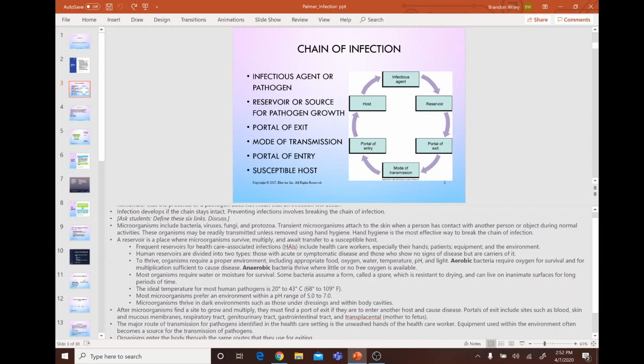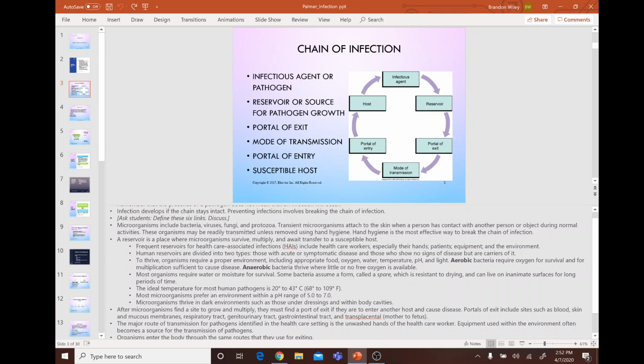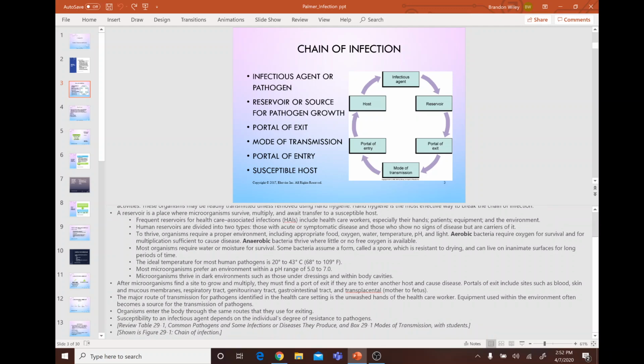What do aerobic bacteria require to survive? They need oxygen, and anaerobic, they don't need oxygen. What is the ideal temperature range for most human pathogens? 20 to 43 degrees Celsius or 68 to 109 degrees Fahrenheit. What is the ideal pH range of most pathogens? 5 to 7. And we know they thrive in dark environments such as under dressings and within body cavities.